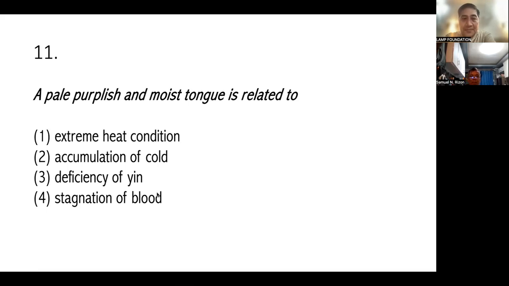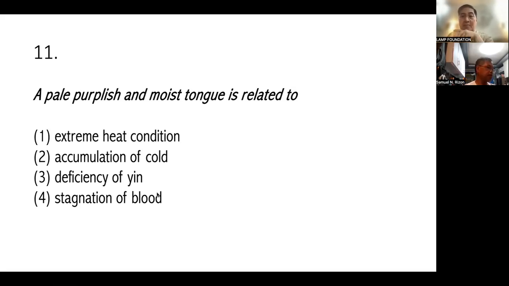Okay, number 11. A pale, purplish, and moist tongue is related to one, extreme heat condition, 2, accumulations of cold, 3, deficiency of yin, 4, stagnations of blood. Pale, purplish, and moist tongue is related to accumulations of cold and stagnations of blood. So, 2 and 4. Letter C. Dahil pale po siya for cold and dahil merong stagnation sa blood, may purplish po ang tongue. Hindi po siya pwede ng extreme heat condition dahil heat nga po, and then deficiency of yin, hindi rin po.